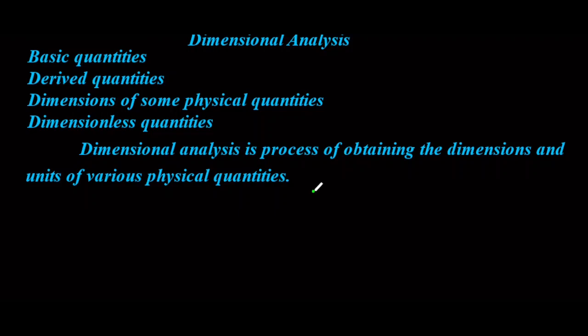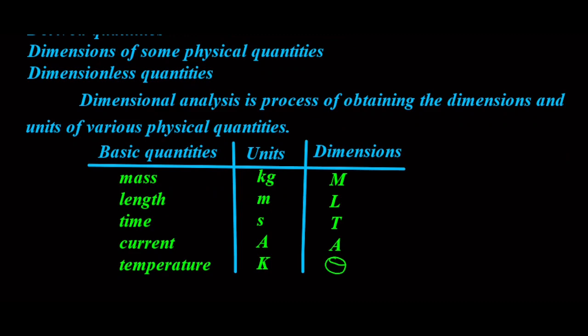So the first thing we need to look at is the basic quantities and their dimensions. In the previous video, we discussed that there are 7 basic quantities and each of them has its units and dimensions. So let's consider the table that helps us to analyze the basic quantities and their dimensions. As you can see on the screen, the basic quantities, their respective units and dimensions.